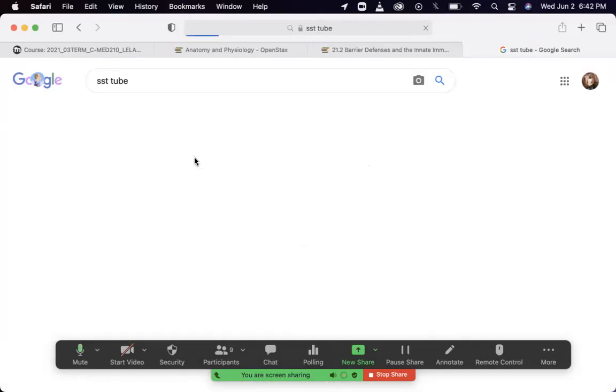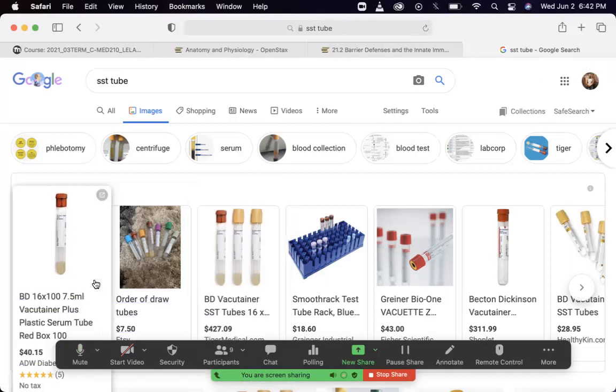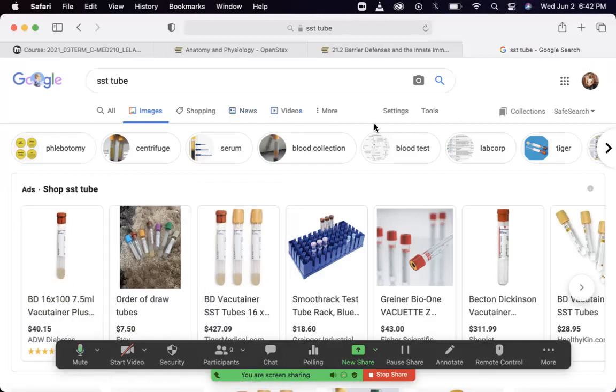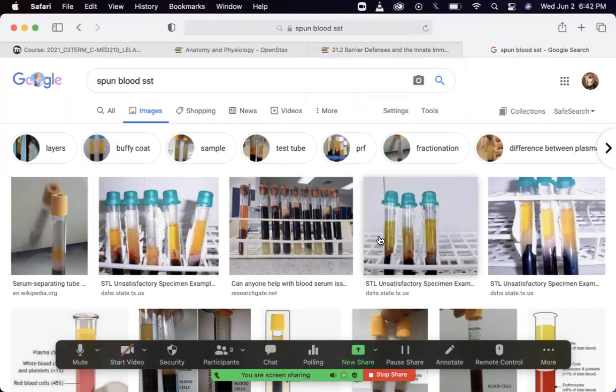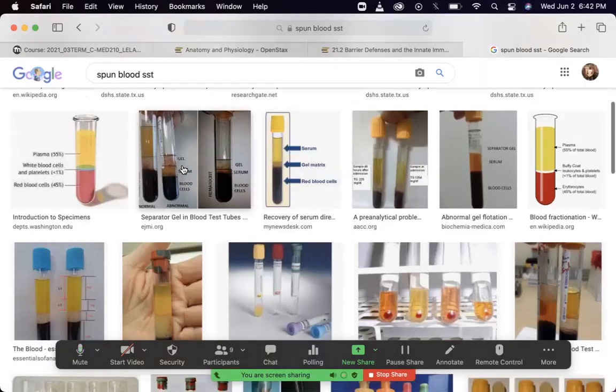You guys have seen this tube, right? Usually red or tiger top, and it's got this little plastic thing. Well, that tube, its function is for the blood to clot, and then we spin it. And when you spin it, what does the blood look like? It looks like this. And that top part, I want that because that has all the chemokines, cytokines.